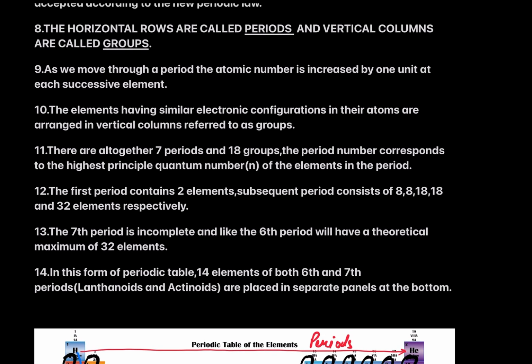Now, let's come to the 11th point. There are altogether 7 periods and 18 groups. The period number corresponds to the highest principal quantum number of the elements in the period. That means the period number is equal to the main shell number in which the last electron is entering.